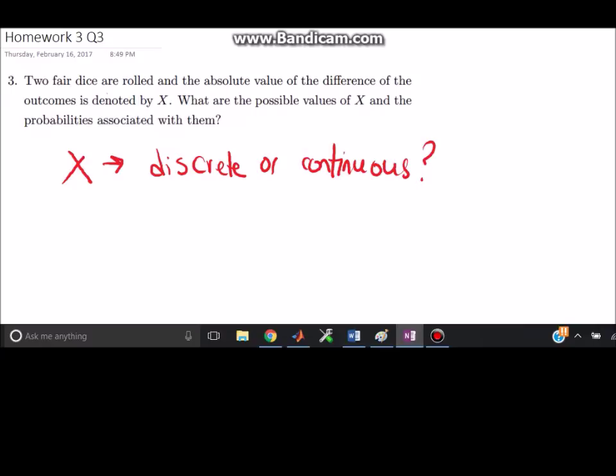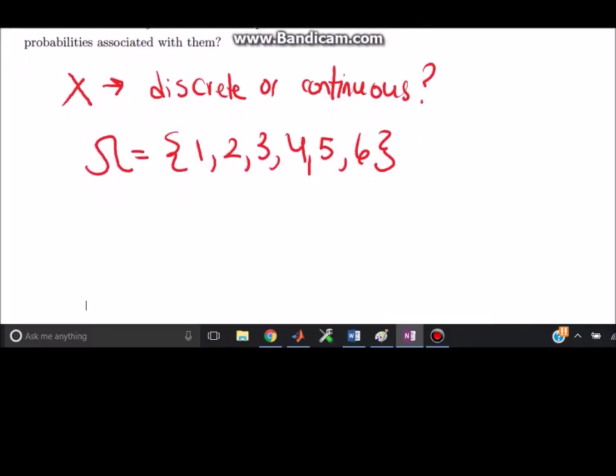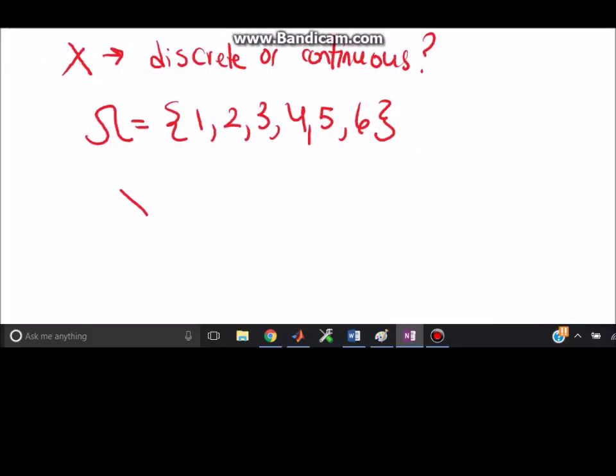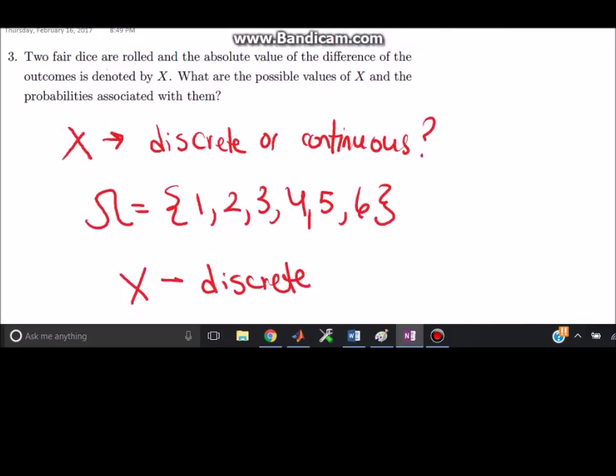Since the sample space of each die is what? It's 1, 2, 3, 4, 5, and 6. And if you take the difference of any of these two integers, you'll notice that the random variable x will also always be a discrete value. So in fact, this random variable is a discrete random variable.